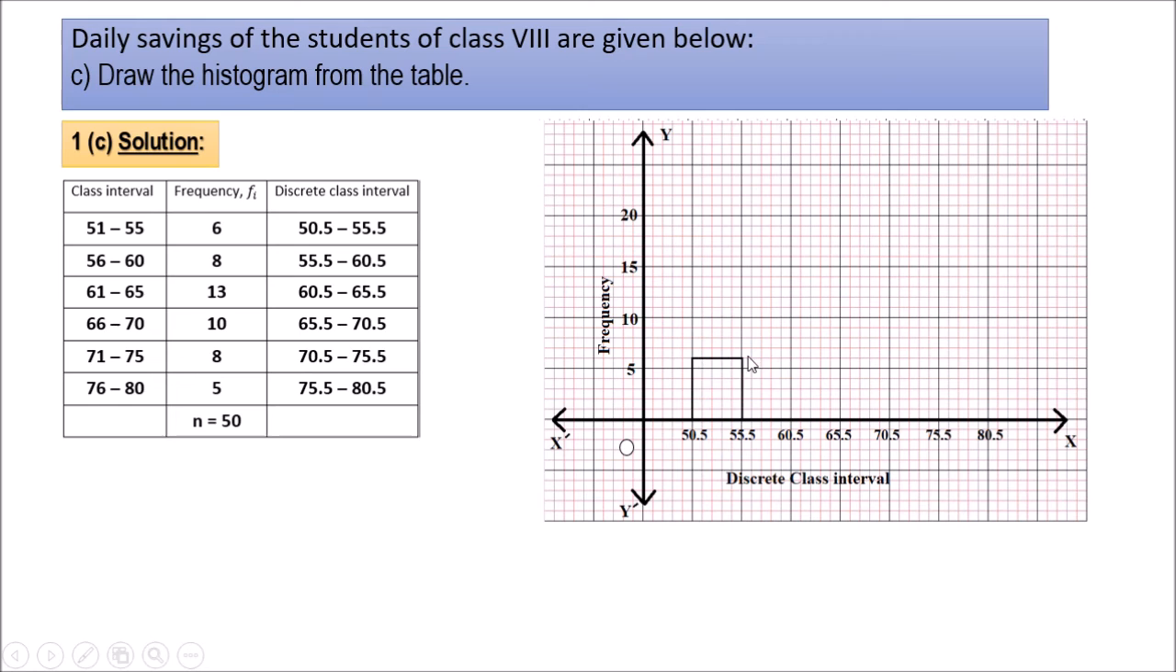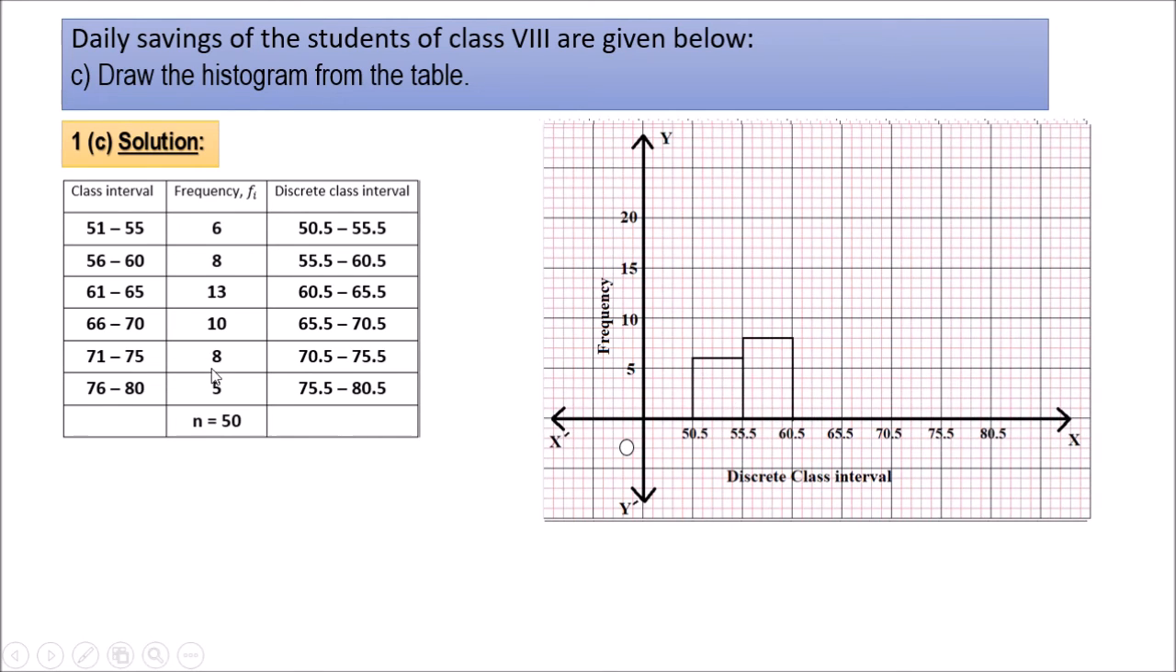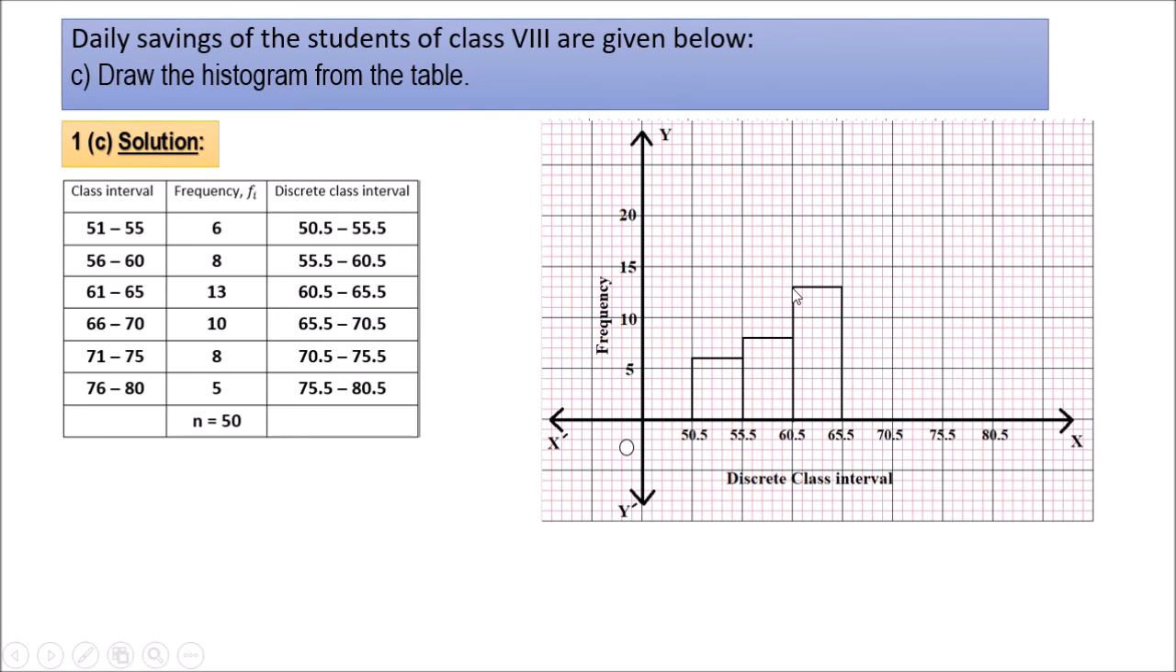Here I've drawn it, okay, here it is. The next one is 8, so 55.5 to 60.5. Look at it, 55.5 to 60.5, and that goes up to 8. Is it okay? 1, 2, 3, 4, 5, 6, 7, 8. Then the next one is what? 13. So I have to go through here, this up to this. Look at here, just this is 13.